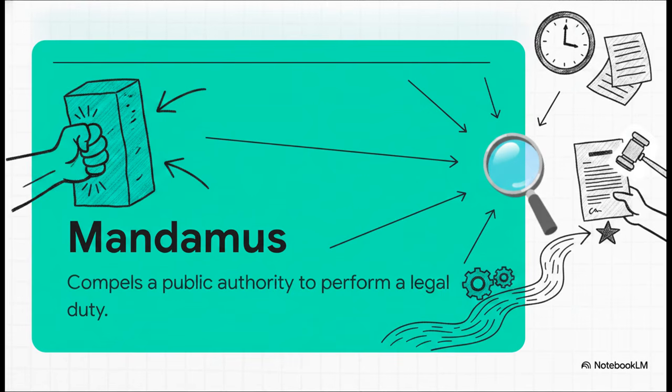Let's see how this builds with our second writ, Mandamus. While Habeas Corpus stops the government from doing something illegal, Mandamus forces them to do something legal that they are refusing to do. It compels a public authority to perform a mandatory legal duty. Imagine a government department simply refusing to process a retired employee's pension, or maybe they're sitting on a well-deserved promotion case for years. A writ of Mandamus commands that authority to do its job and actually make a decision.